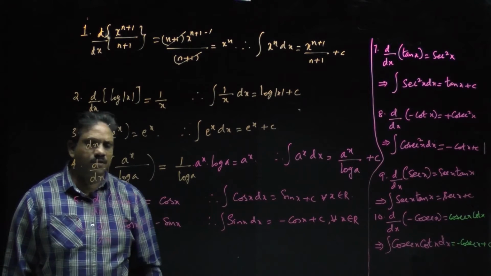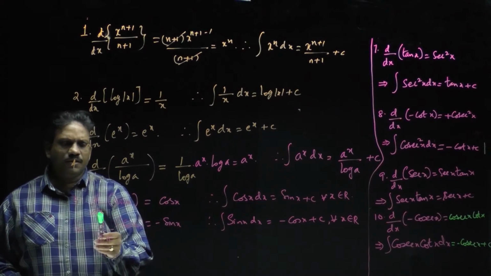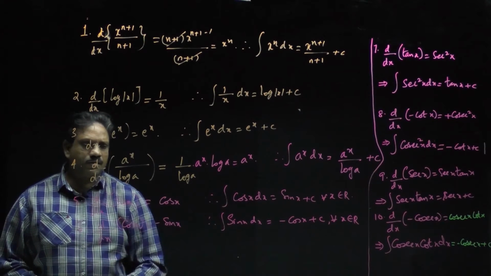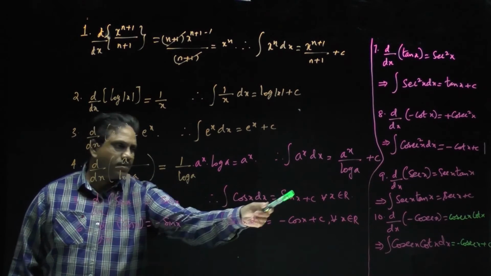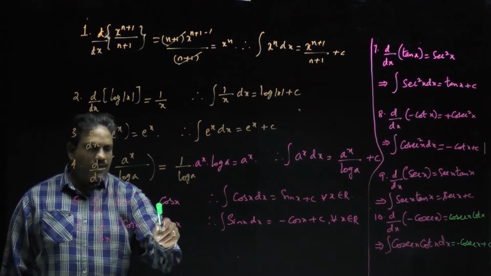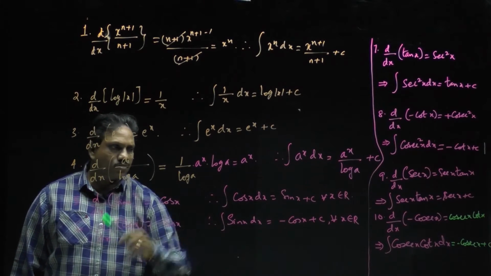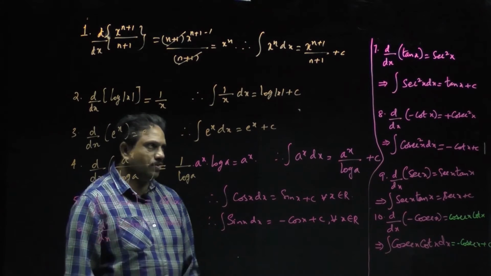very useful for us. Coming to trigonometry results, it's very easy to understand. The derivative of sin x is cos x. Integration of cos x dx is sin x plus c. The derivative of cos x is minus sin x. So integration of sin x dx is minus cos x plus c for all x belongs to R. So there is no restriction here.